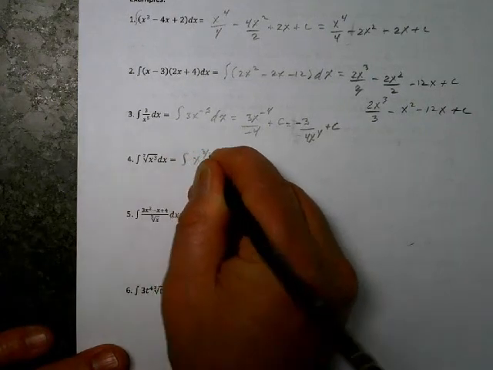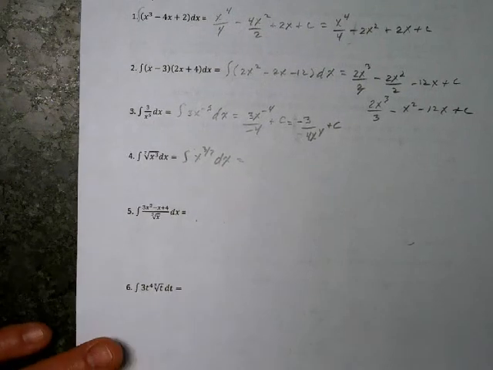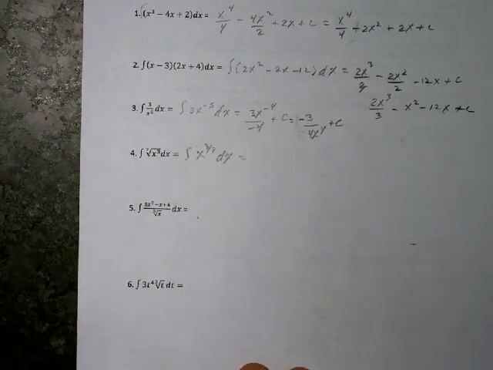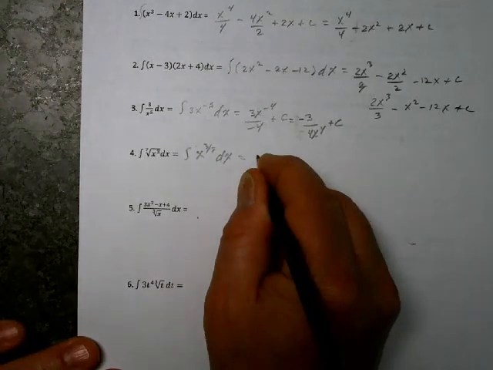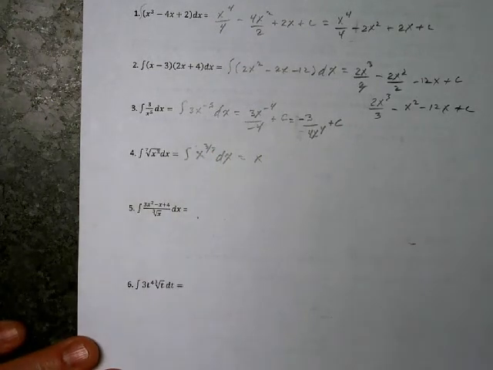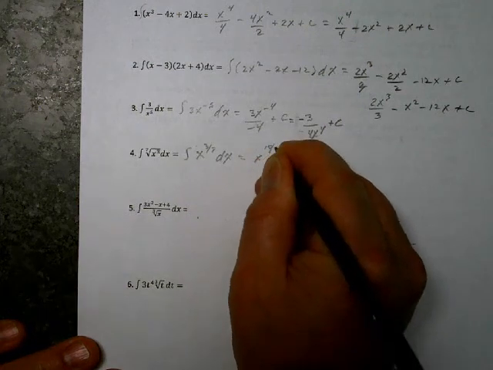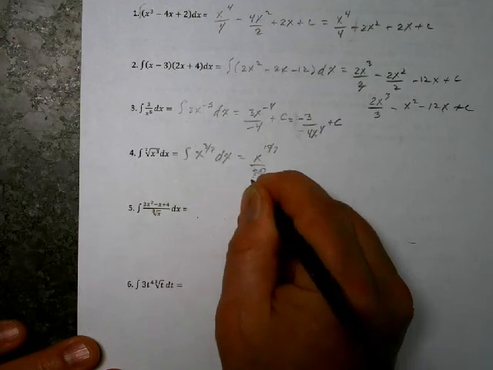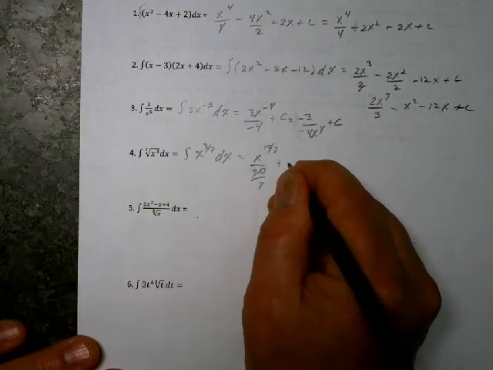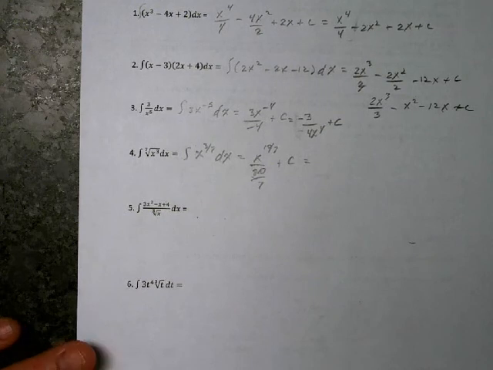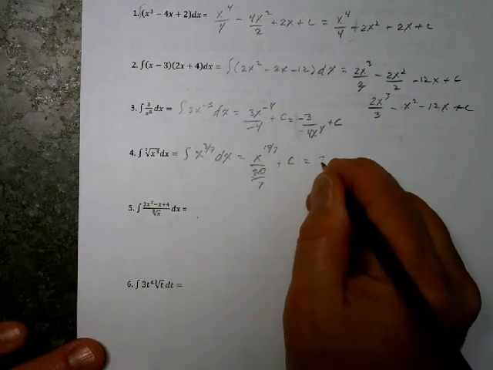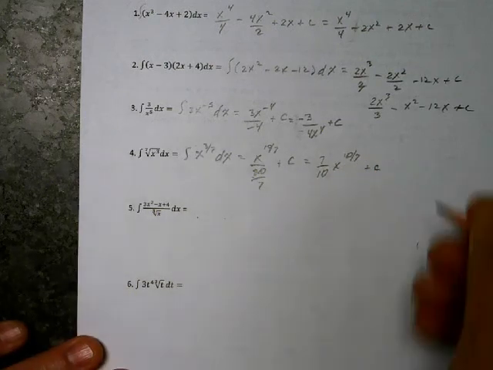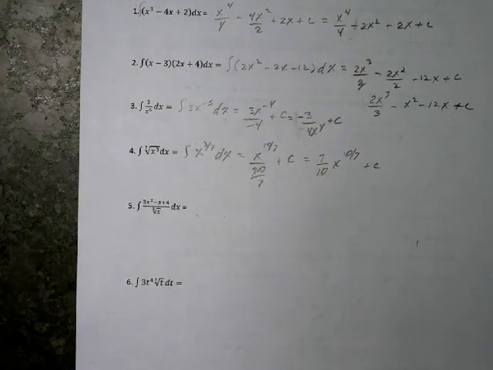Let's get rid of the radical and write it as a fractional exponent. So I have x to the 3/7 dx. What I'm going to do is add 1 to the exponent. So 3/7 plus 7/7 gives me 10/7. And don't forget to divide by the new exponent. So we end up with 7/10 x to the 10/7 plus c.